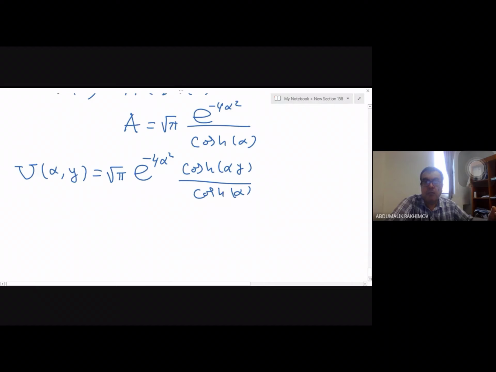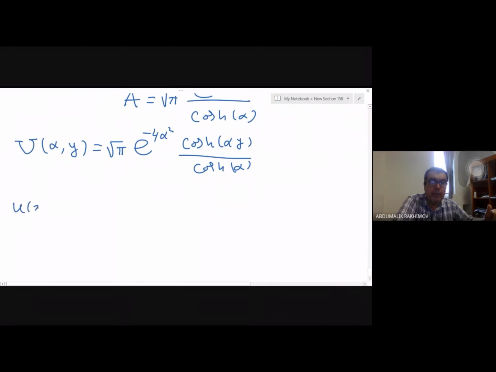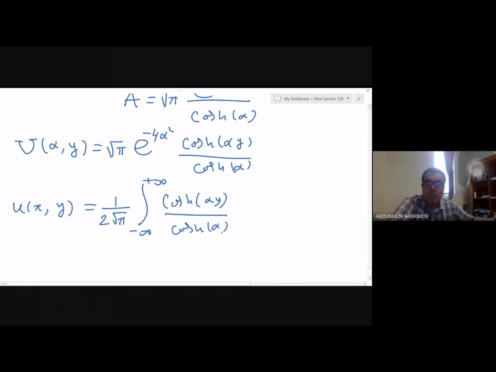Then we can find u. What is u(x,y)? Now the inverse transformation has 1 over 2 pi, so the result will be 1 over 2 root of pi, because I am taking into consideration this root of pi. Integral from minus infinity to plus infinity of cosine hyperbolic alpha y over cosine hyperbolic alpha, exponential minus 4 alpha squared, times exponential minus i alpha x, d alpha. So this is the solution. Any questions for the solution?